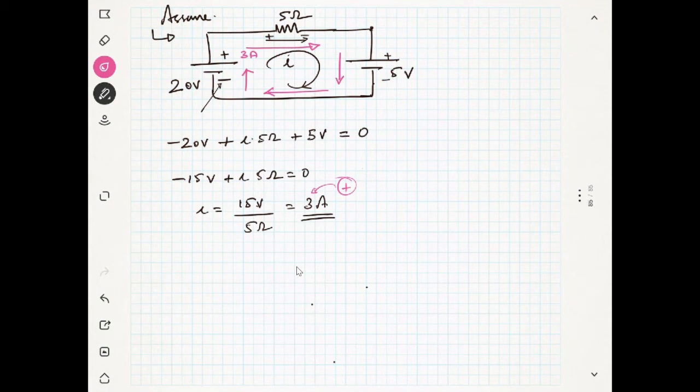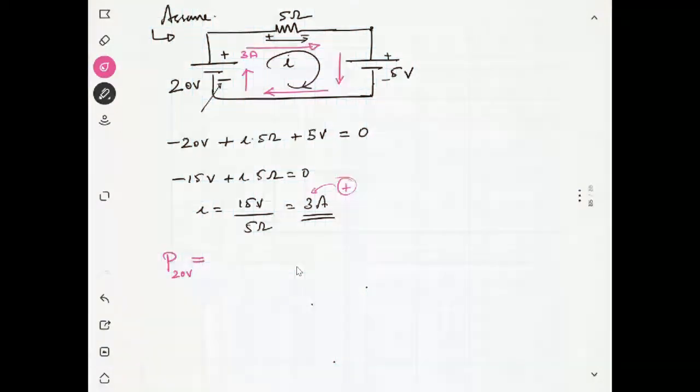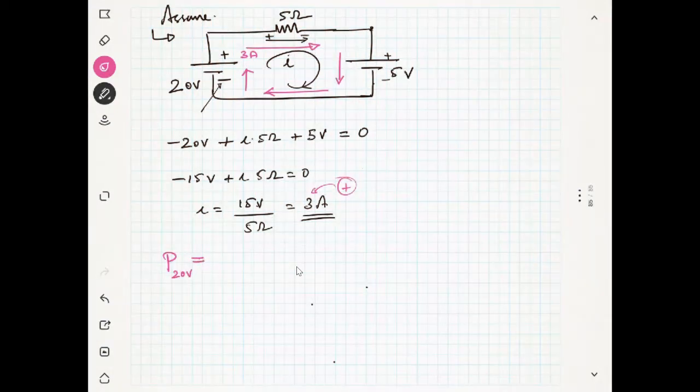Now, you know that the total current in the overall circuit is 3 ampere. Can you tell me what is the power across the 20 volt source? How much will be the power? 60 watt. Yes, you have 20 volt multiplied by 3 ampere flowing. Can you tell me whether it is absorbed or delivered? It's delivered.